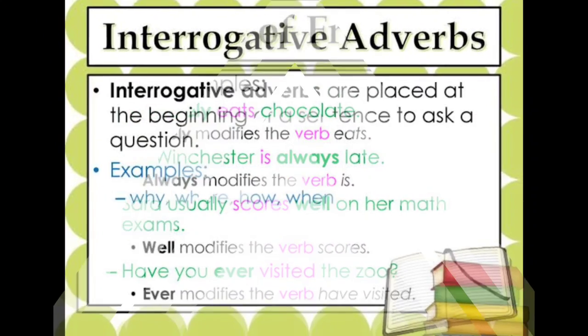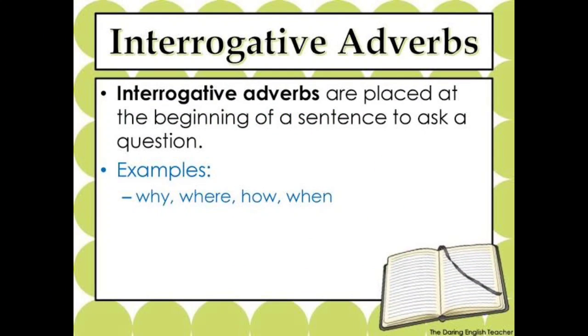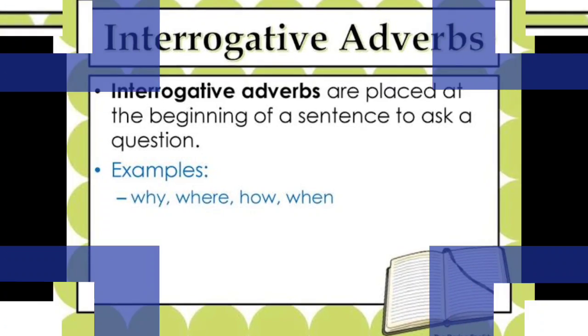And the last type of adverb, that is interrogative adverb, children. So it is a new type of adverb. Here we use question words to frame questions. That is known as interrogative adverbs. Interrogative adverbs are placed at the beginning of the sentence to ask questions. For example, why, where, how, when. These are the question words that we can use to make questions. So it is known as interrogative adverbs.